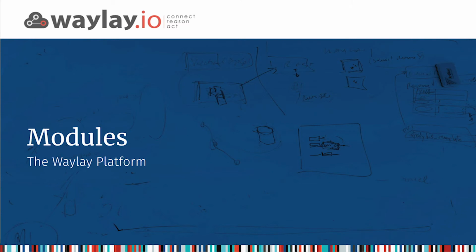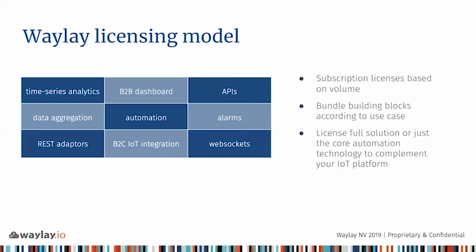We have different modules. At the heart of our offering is, of course, the automation engine. That's where it all started. But in the meantime, we have created a bunch of additional modules. We have time series analytics, for which we have a quite detailed webinar explaining what it does. We also have a B2B dashboard.